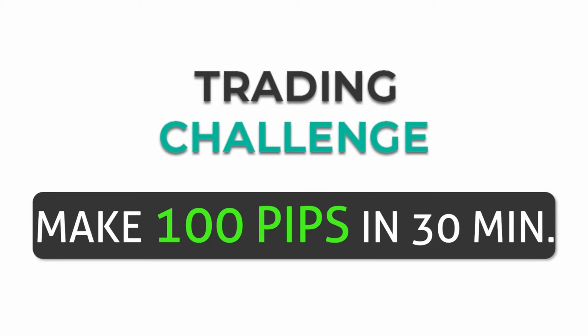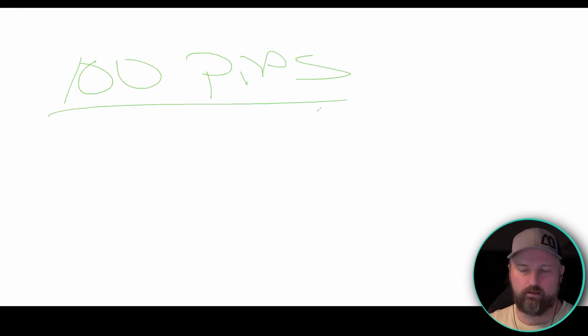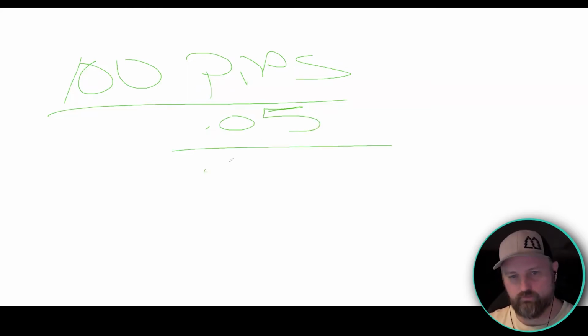Okay, so the challenge today is going to be to make 100 pips. And in order to do that, you're going to reduce your position size. If you're trading at 0.05, I want you to cut it in half and round down. So 0.02 would be cutting it in half.